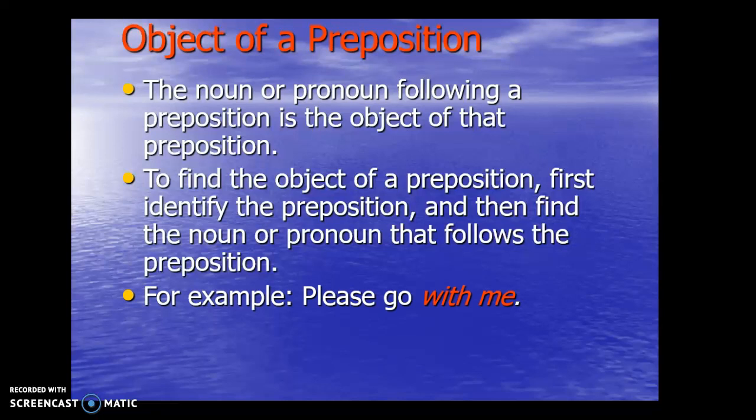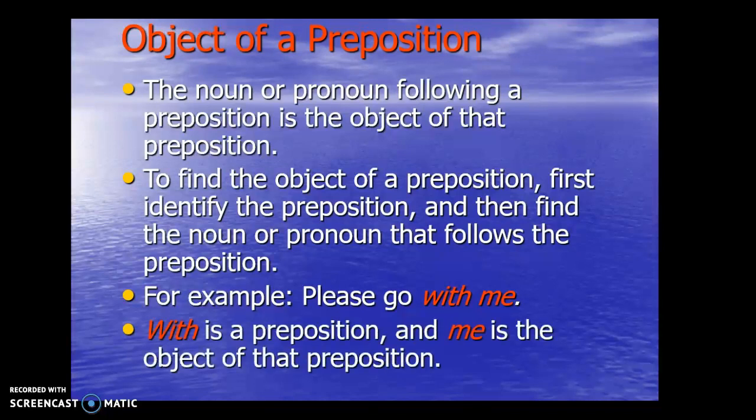So the object of the preposition, in other words, the noun or the pronoun that follows the preposition, you have to know what the preposition is first, right? For example, please go with me. With is the preposition. For the object of the preposition, you have to use an objective case pronoun. So you would say, please go with me. You wouldn't say, please go with I. Please go with she. Because it's in the objective case. All right? So with is a preposition and me is the object of that preposition.